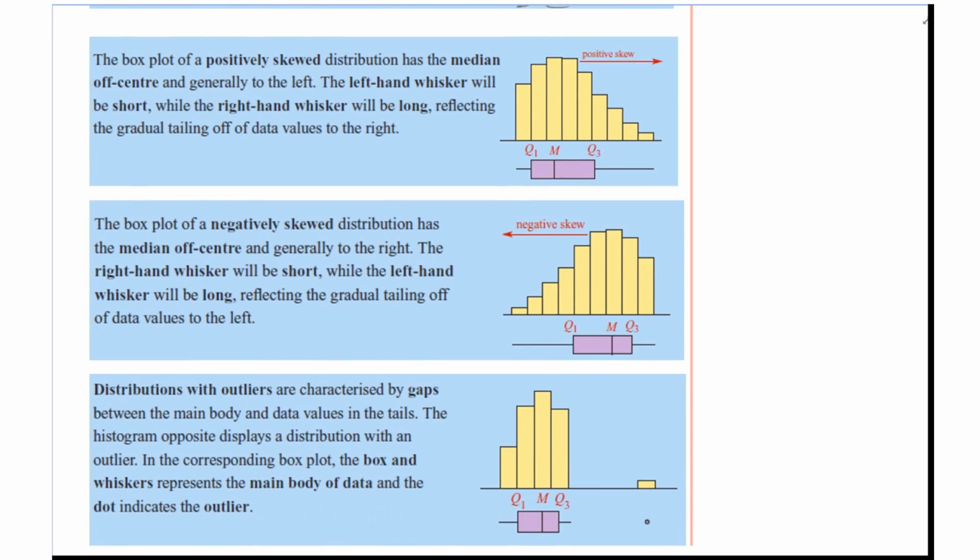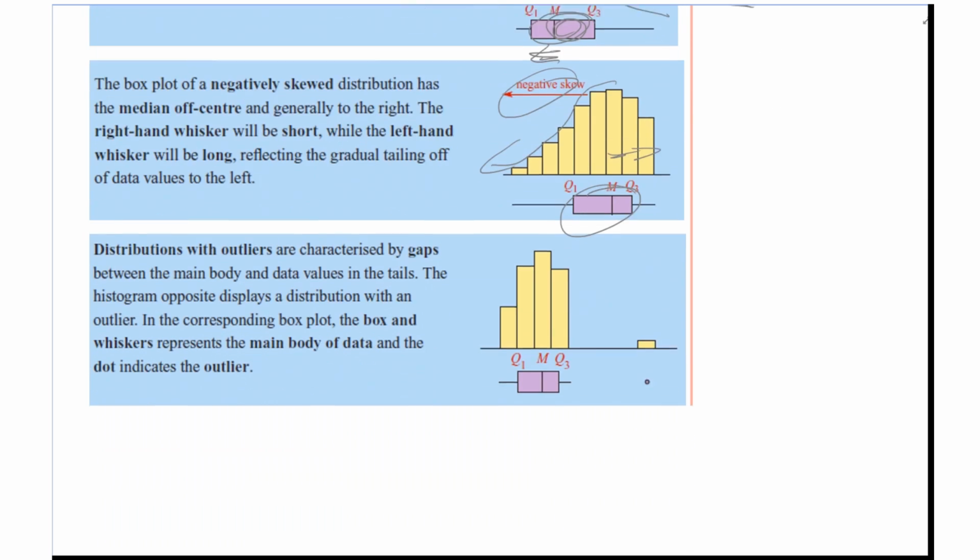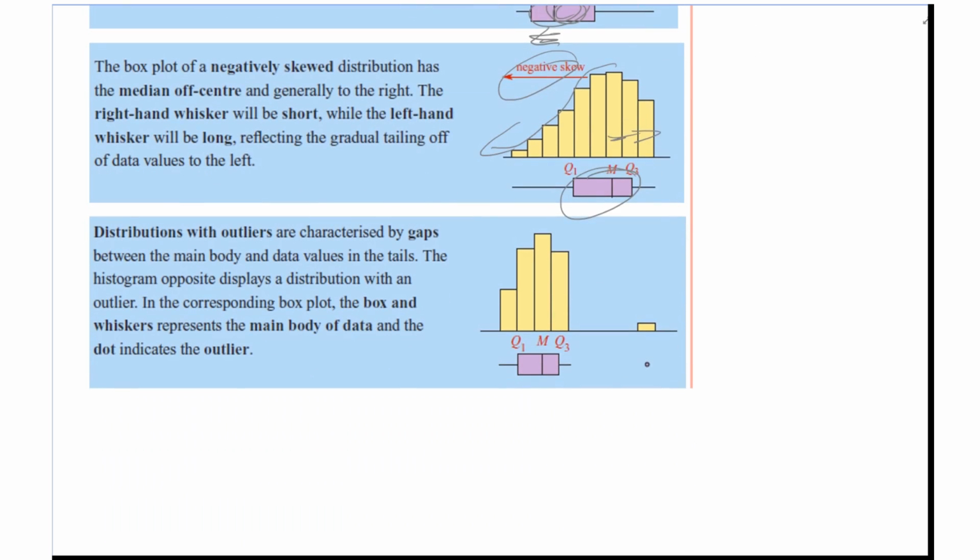Positively skewed, as I said earlier, most of this data is down the left-hand side, so it trails off. That's why we get the positive skew. And in this one we get the negative skew, because this data is up at the more positive end. Distributions with outliers are characterized by gaps between the main body of the data.